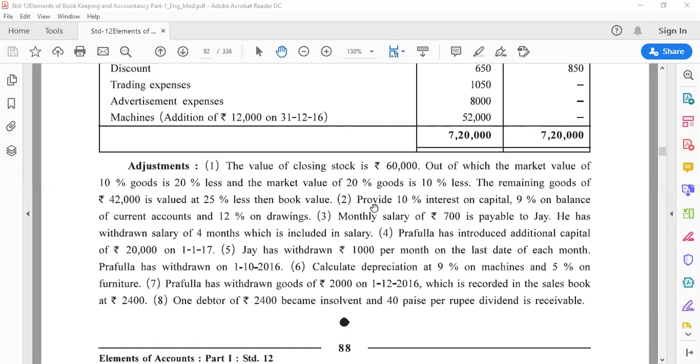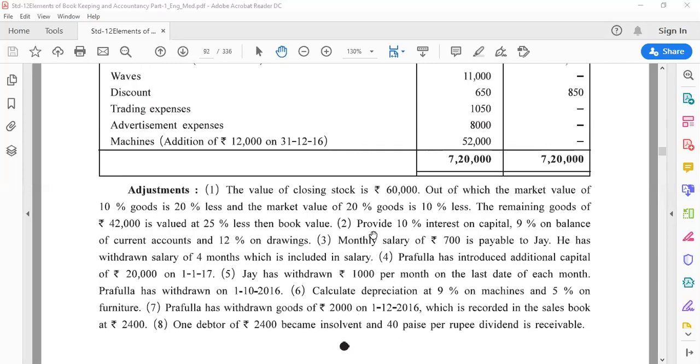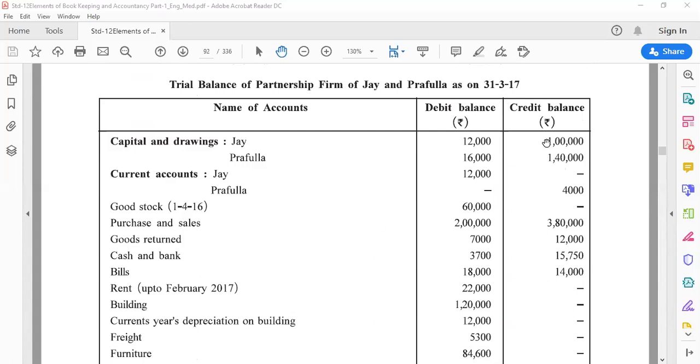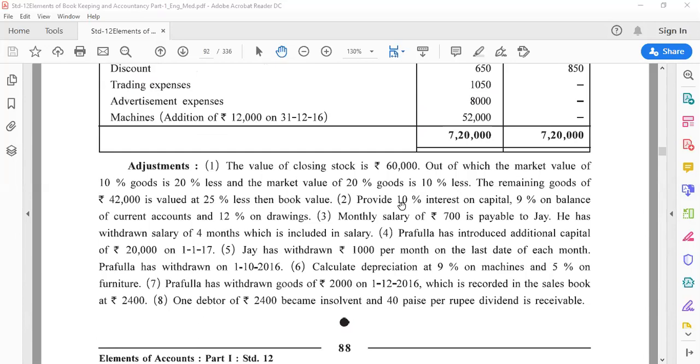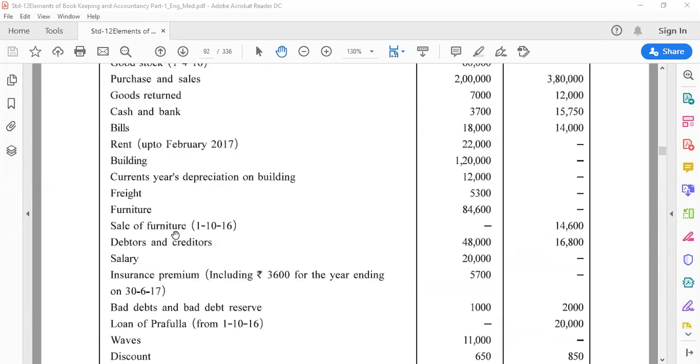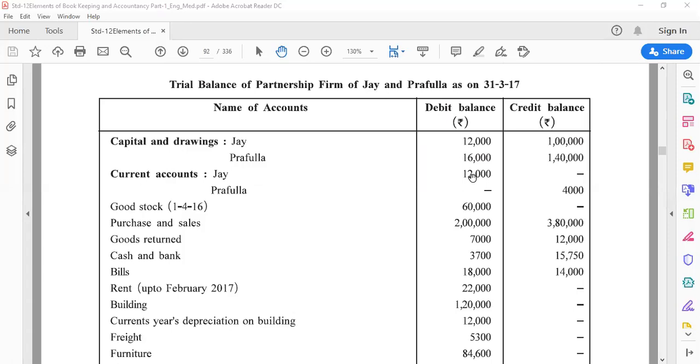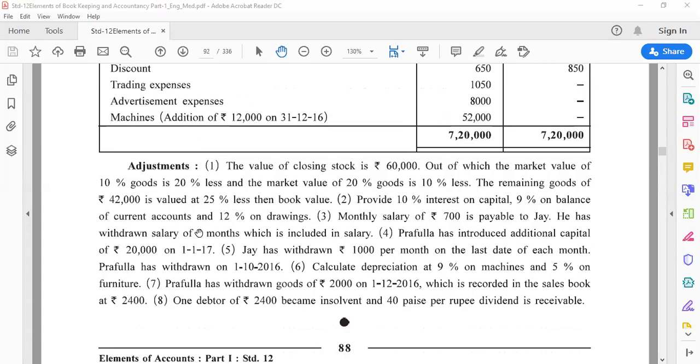Second adjustment, provide 10% interest on capital, right? So on capital, you have to calculate interest. Capital is given 1 lakh and 140. You can accordingly calculate 10%. Similarly, 9% on current account. So here Jay has debit balance. On debit balance of Jay's current account, interest is calculated, and on credit balance of Praful, interest is calculated, right? And 12% on drawings. So again, drawing is given. Accordingly, we can calculate 12% on drawings.